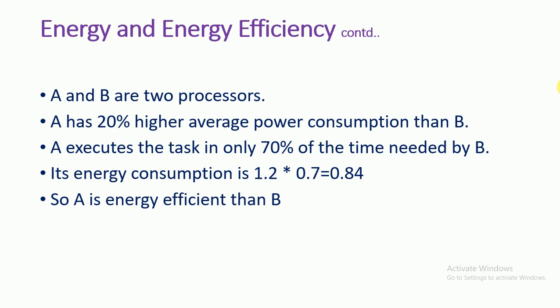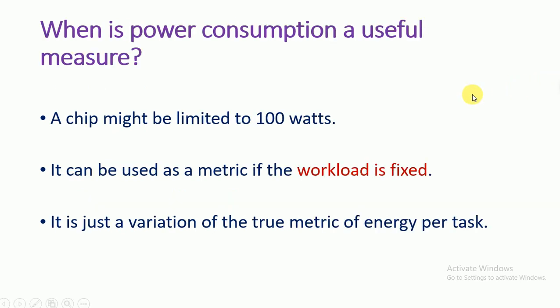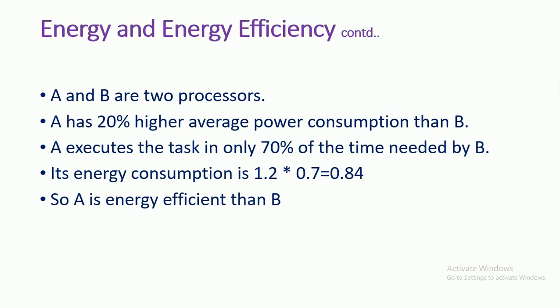Now we will have a comparison of energy and energy efficiency, based on the previous formula. Assume that we have two processes, A and B. We are simply going to compare the two processes A and B. B is the benchmark. A has 20% higher average power consumption than B.